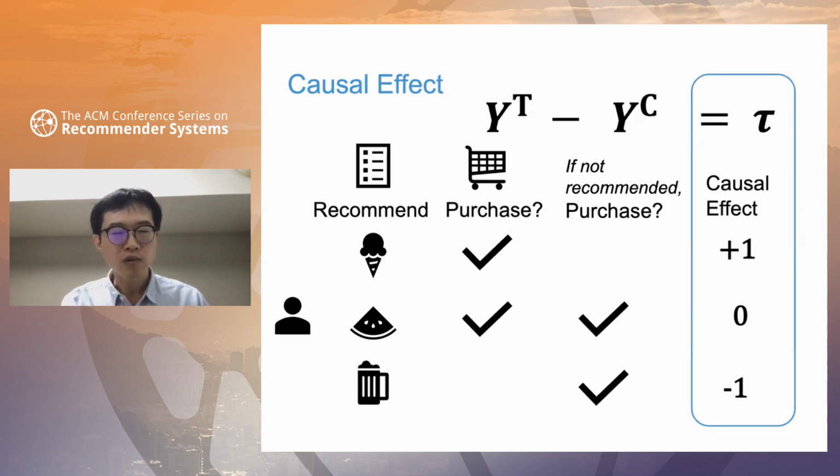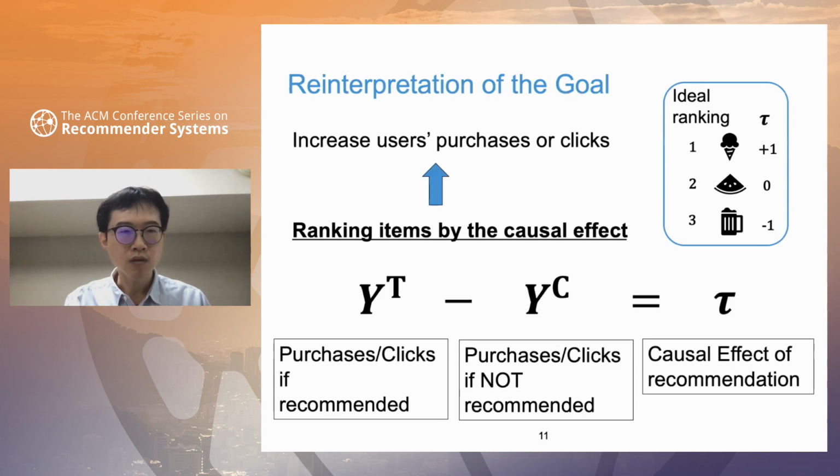To formulate our problem setting, we introduce the concept of a causal effect. It is defined as the difference between the purchases if recommended and the purchases if not recommended. So now we can reinterpret the goal of recommenders. To increase users' purchases or clicks, we need to rank items by the causal effect. So now the ideal ranking from the earlier examples should look like this.